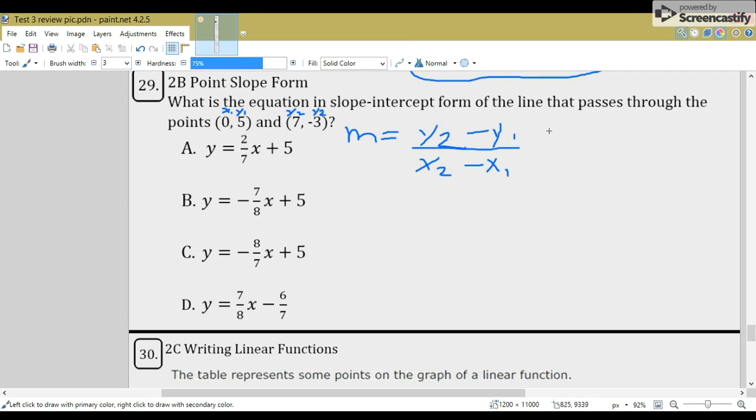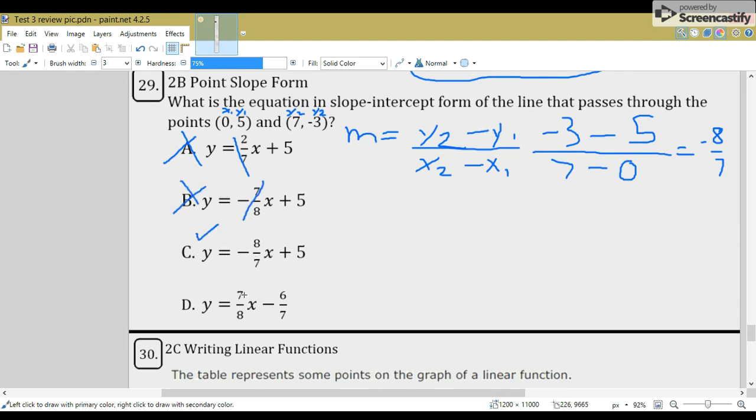So let's plug that in. y2 is -3 minus 5, which is y1, all over x2, which is 7, minus x1, which is 0. So we have -8 over 7. That's our slope. So if any of these do not have this, you could go ahead and mark them out. This one doesn't have it. This one doesn't have it. This one has it. And this one doesn't have it.